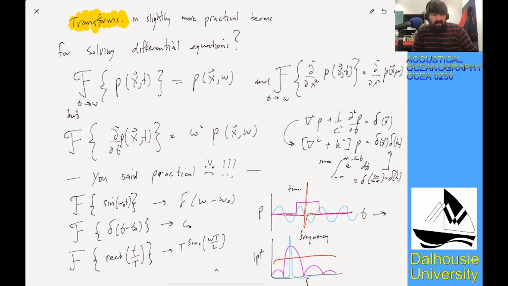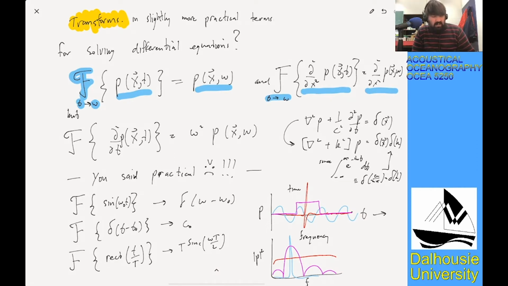Well, first of all, if we take the Fourier transform, going from the time domain to the frequency domain, and apply it to our unknown pressure time series function, our field in the time domain, we simply get the field in the frequency domain. So, nothing bad happening there. Same thing if we apply the Fourier transform to the spatial derivative of that function. We just get the spatial derivative of the field in the frequency domain. Great, very useful. Doesn't change anything.